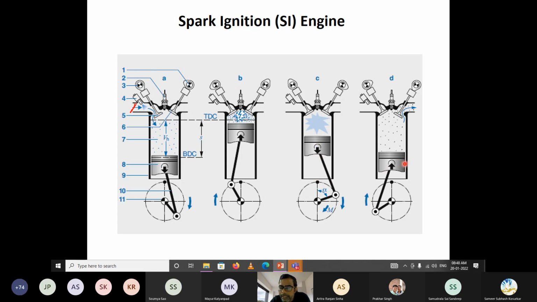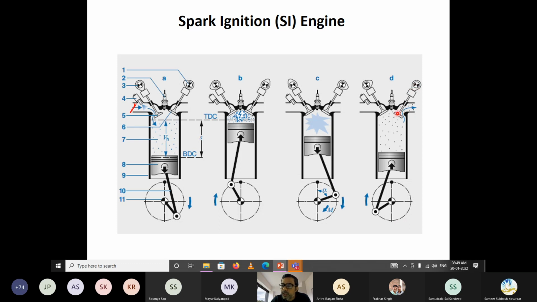When the piston is about to reach the bottom dead center, even before that, the exhaust valve is going to open. So it's not that the exhaust valve will open once the piston reaches the bottom dead center in the power stroke. What I'm stating here is that the exhaust valve will open even before the piston reaches the bottom dead center.